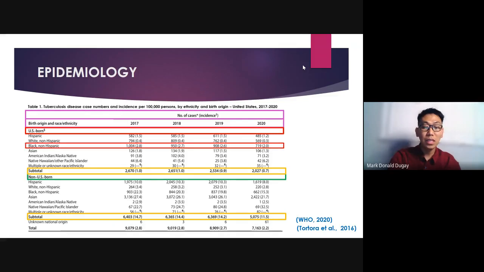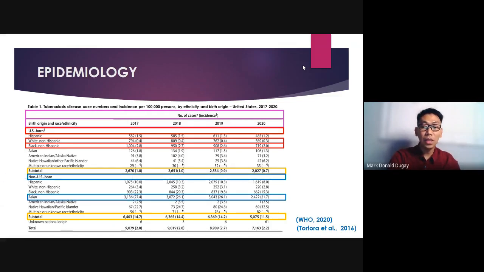The Black, non-Hispanic US born has the highest TB disease case and incidence, followed by the white non-Hispanic group. For the non-US born, the Asian group has the highest TB disease case and incidence for 4 consecutive years, followed by the Hispanic group.